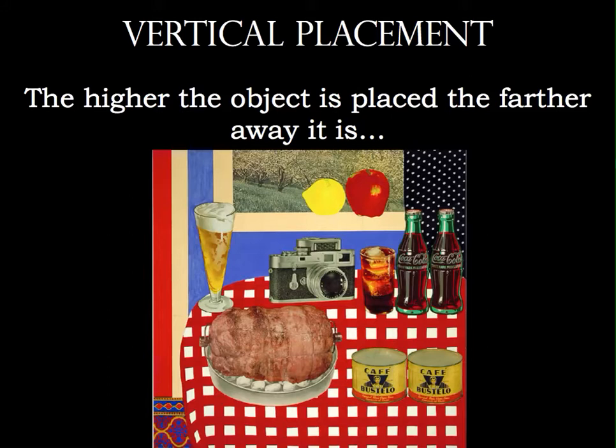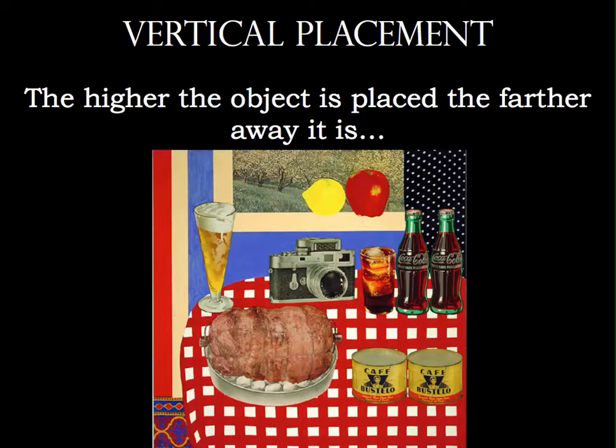We also have vertical placement, which states that the higher the object is, the farther away it is. So in this collage, we have a pork roast and some cans of coffee at the lowest part of the image, and that is closest to us. The next row up contains beer and a camera and soda further away from us, and then yet further away from that are the lemon and the apple that appear to be on the windowsill.